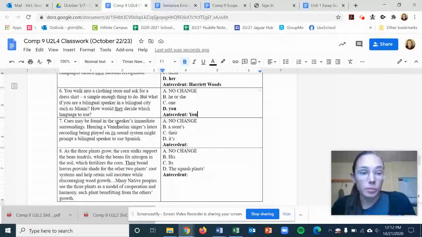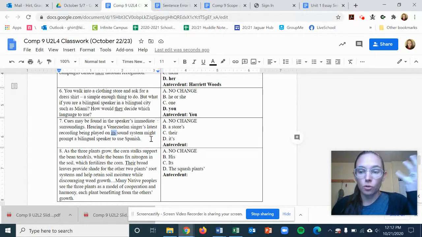Cues may be found in the speaker's immediate surroundings. Hearing a Venezuelan singer's latest recording being played on blank sound system might prompt a bilingual speaker to use Spanish. So this is a case where we're asking ourselves, whose sound system? What sound system are we talking about? We don't know. In this passage, there is no antecedent, right? It's not clear whose sound system we're talking about.